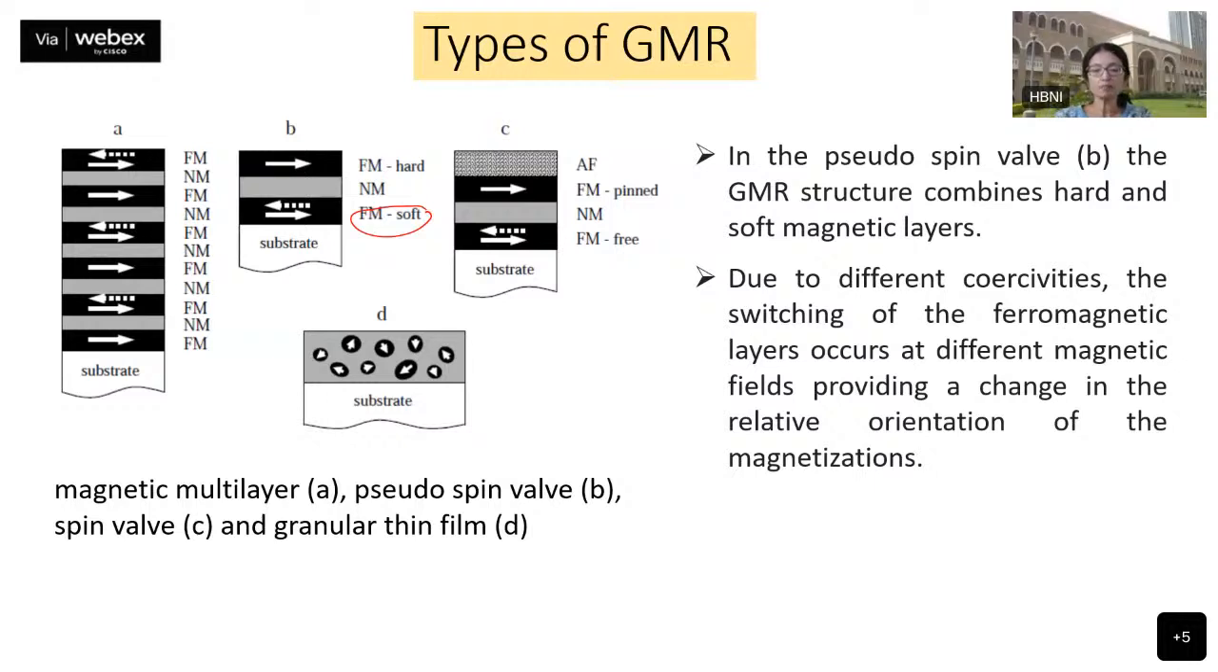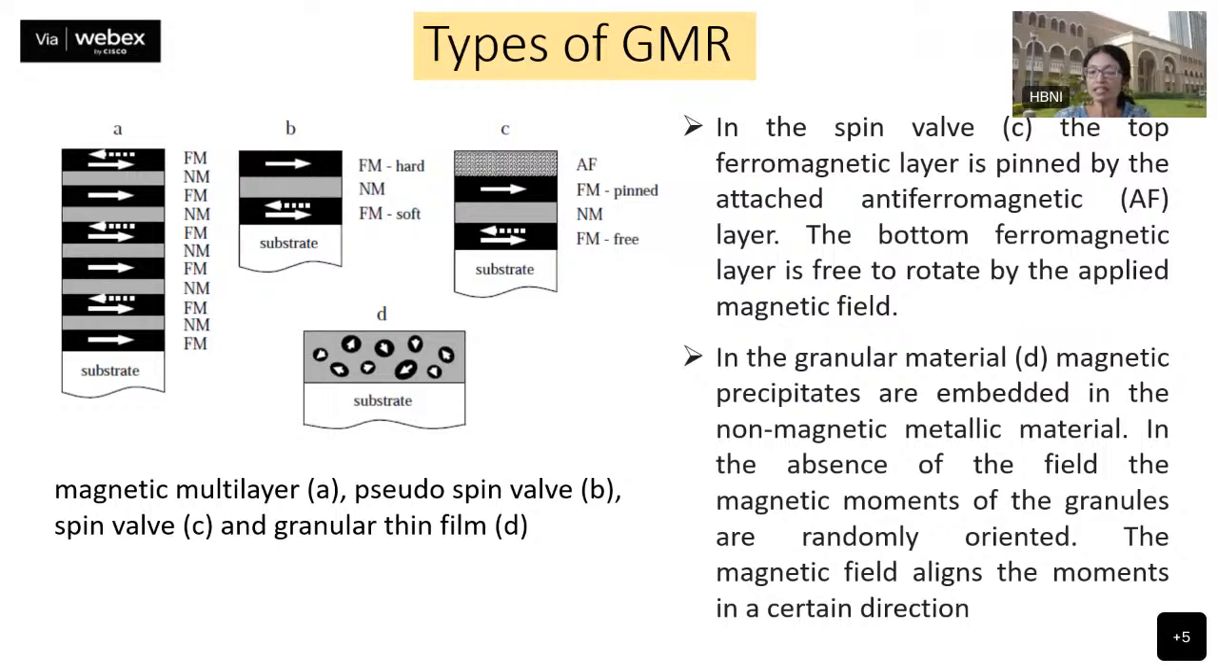Now what you have is a normal spin valve, that is C. Here you have a top ferromagnetic layer which has an antiferromagnetic layer pinned on top of it. The bottom ferromagnetic layer, as you can see, is free to rotate with the applied magnetic field. Because this is free to rotate and that is pinned, again due to this change you will find a change in the resistivity, and this is also going to give rise to GMR, that is giant magnetoresistance.